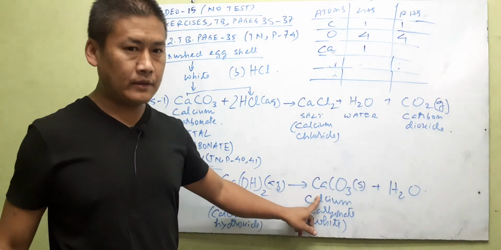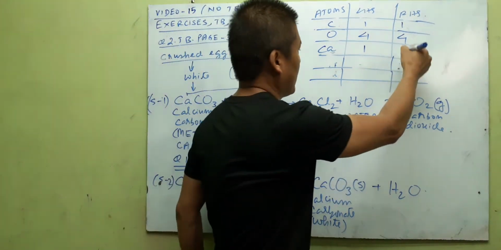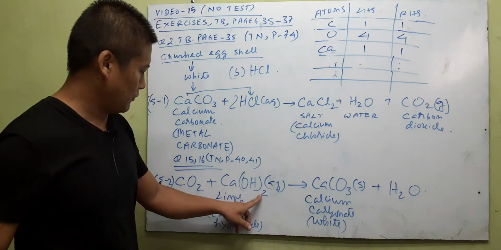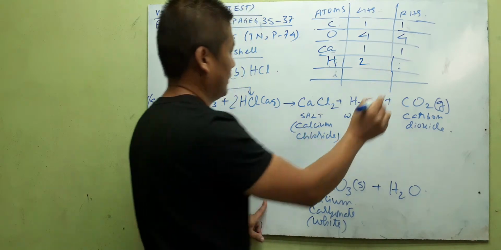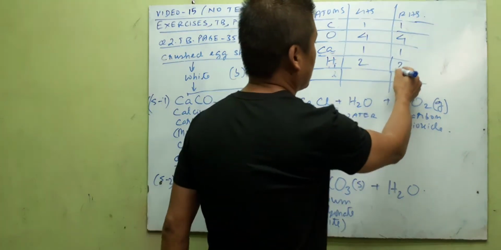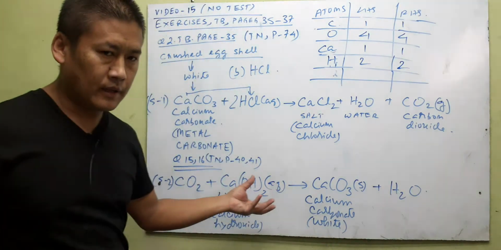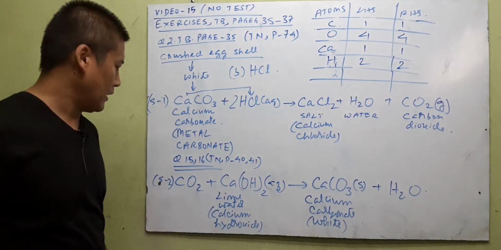Then here on the right side, no number means 1. Then here O2, O is done, H2. So H is 2 on the left. Now how many O on the right? Let us check. 2. So this equation is already balanced. Nothing further needs to be done. It's already balanced by itself. So this is what is happening.